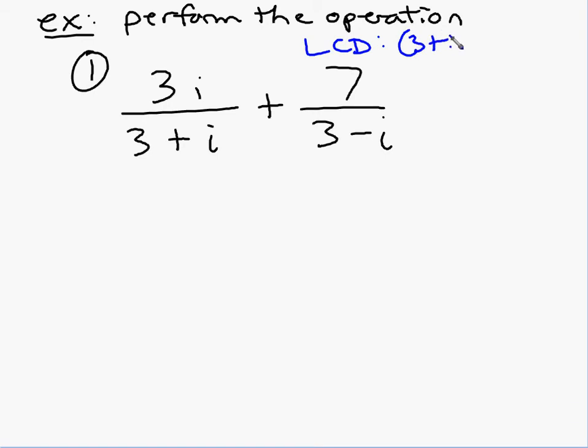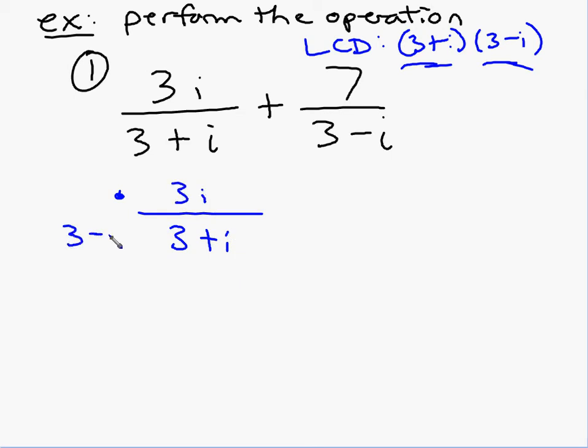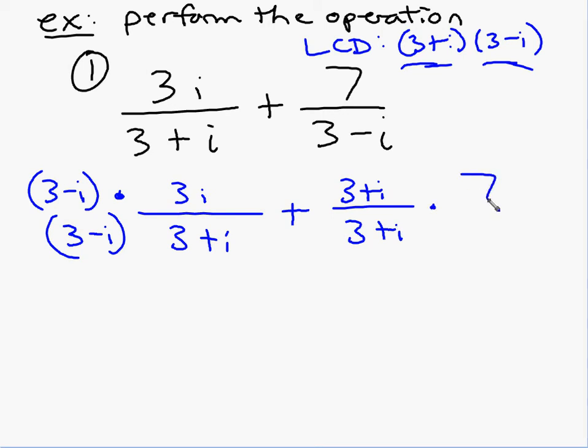3 plus i times 3 minus i. So this is not an equation. We're not getting rid of fractions. We're just getting a common denominator. So I'm going to multiply each fraction by the piece up here that it doesn't have. So this first fraction needs the 3 minus i. So I need to multiply top and bottom by 3 minus i. The second fraction needs the 3 plus i. So that's times 7 over 3 minus i.